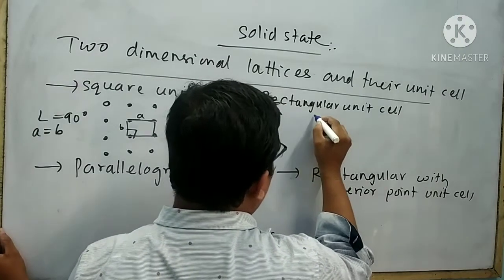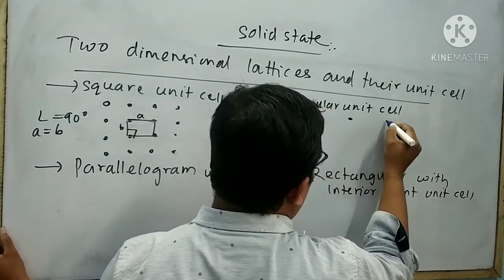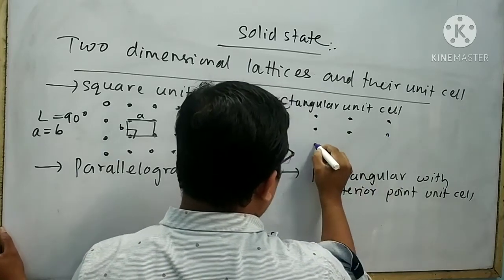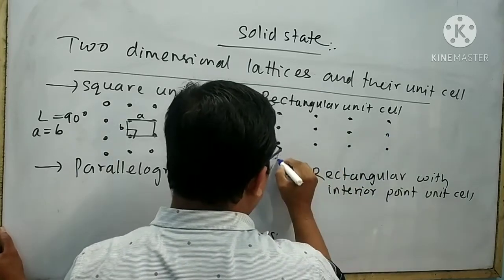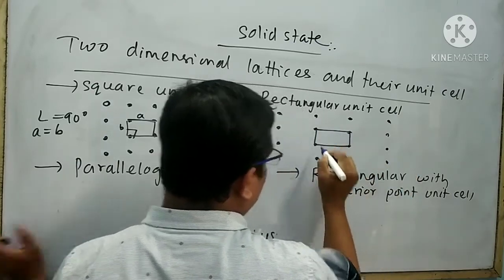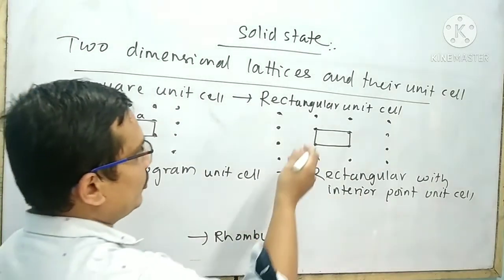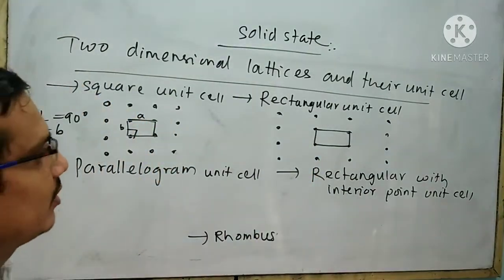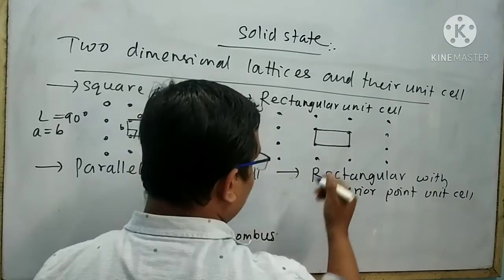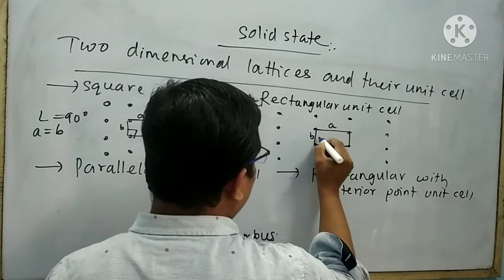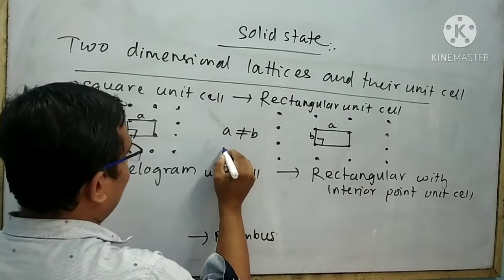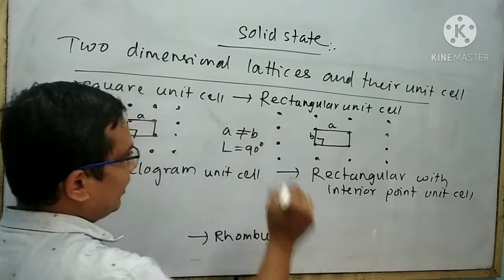Suppose the constituent particles are present like this, then they can form the rectangular unit cell. Look at that, this is the smallest portion which looks like a rectangular shape. So this is said to be the rectangular unit cell. Suppose this is your A, this is your B, this is the angle. Here A not equal to B and L equal to 90 degrees.